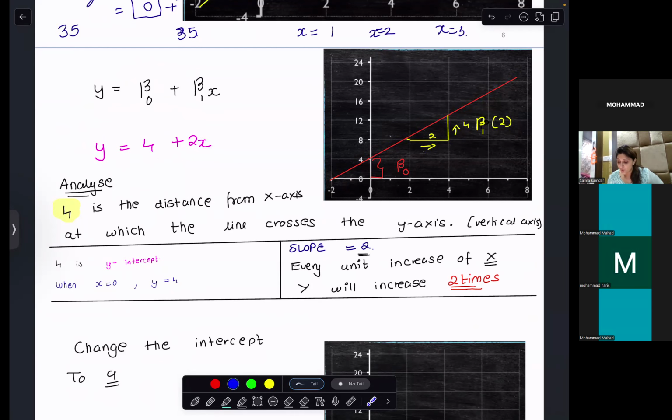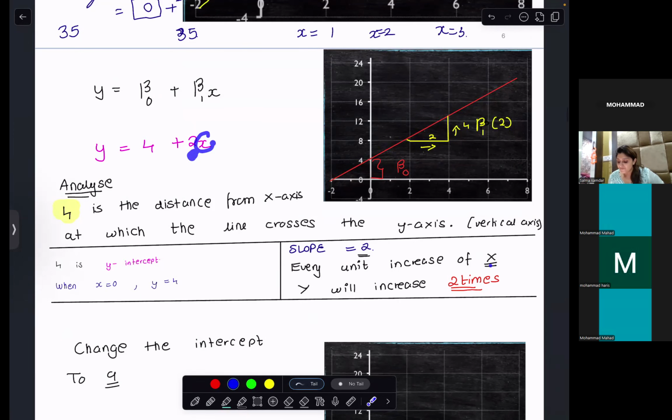My slope is 2. What does this 2 mean? Whenever x increases, x is multiplied by 2. For every increase of x, y will increase 2 times. When my slope is 2, it means that every increase of x, y will increase 2 times, plus this. Don't forget to plus this.